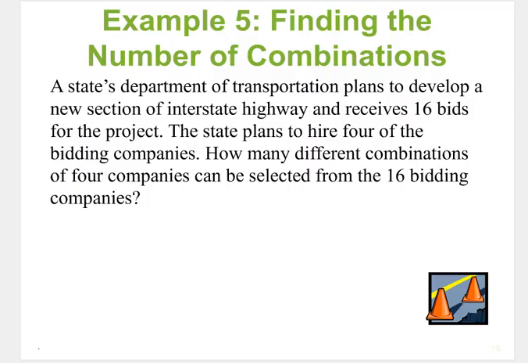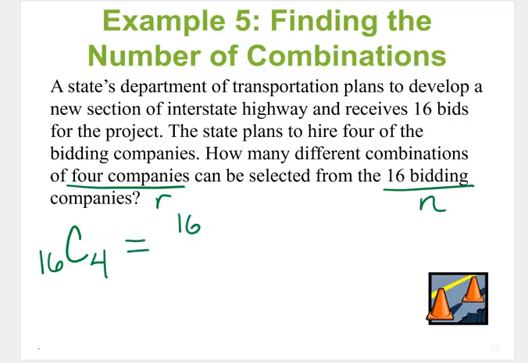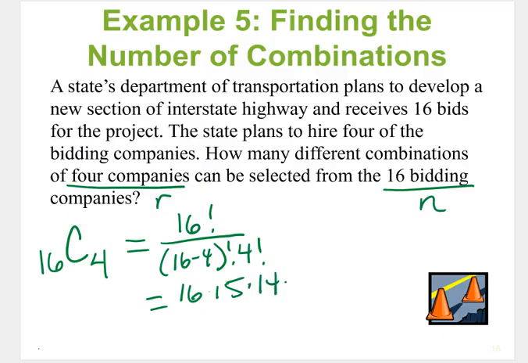All right, so we've got 16 bidding companies, that's my n, and 4 companies, that's my r. So I want 16 companies, and I'm going to choose combinations of, oops, that should be a 4, of 4 of them. So that's going to be 16 factorial over 16 minus 4 factorial times 4 factorial. So I can divide out the 12 factorial, right? 16 minus 4 would be 12, so I can divide that out from the numerator. That would give me 16 times 15 times 14 times 13. And then the denominator would just be 4 factorial, 4 times 3 times 2 times 1.